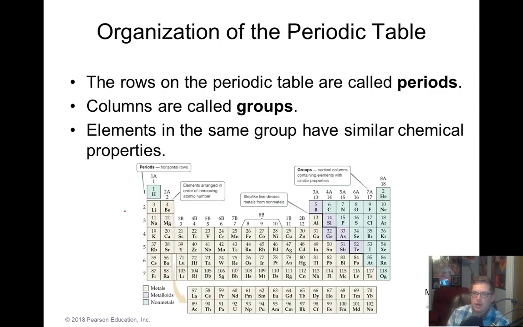Groups are the columns, and the rows are called periods. So remember in class we say, you're in a group, period. I put you in a group, and that's it. You can't change your group. You're in a group, and that's period. Things that are in the same group have similar properties, so we'll talk about some of those.